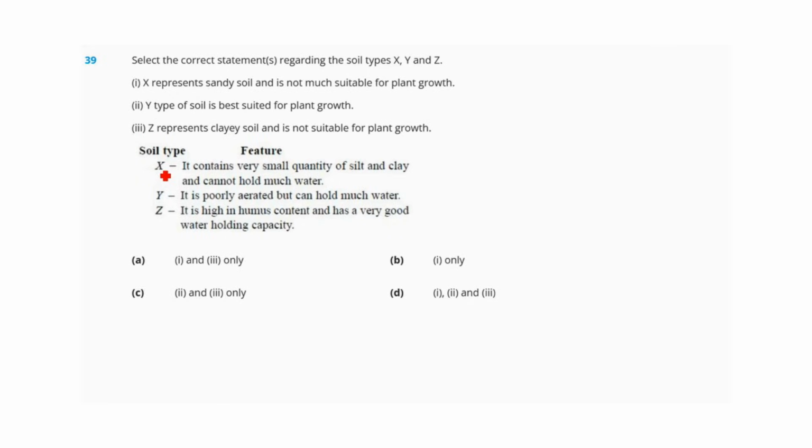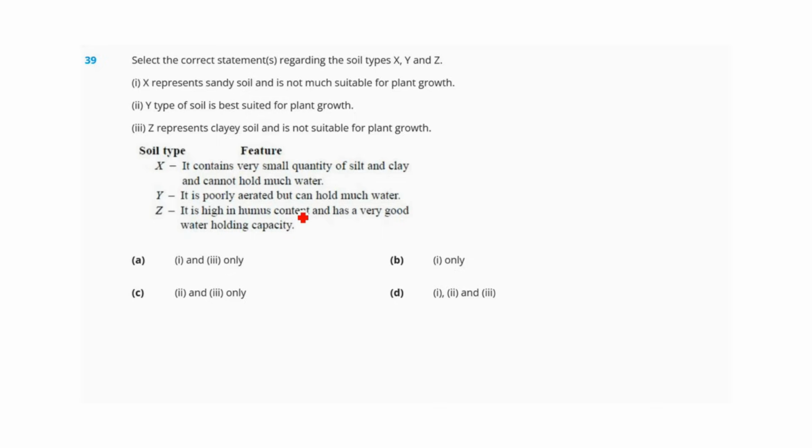Question number 39. Select the correct statement regarding the soil types X, Y, and Z. X represents sandy soil, and we have to find out what these soil types are. X's feature is that it contains a very small amount of silt and clay and cannot hold much water. Y is very poorly aerated but can hold much water. This can be clay.